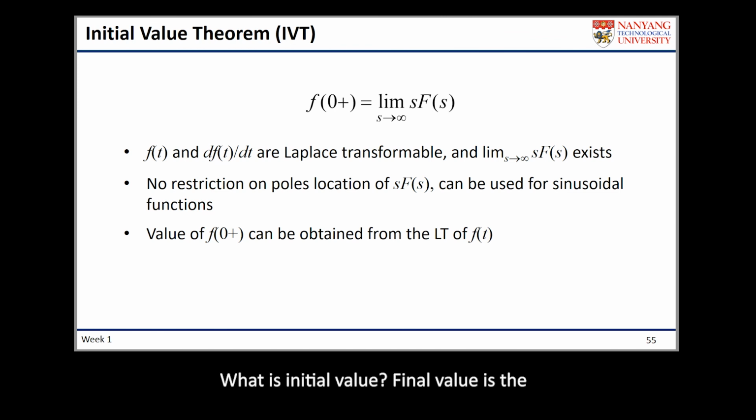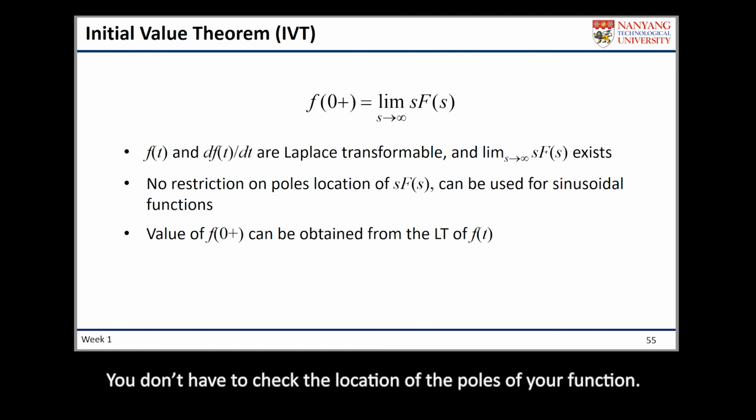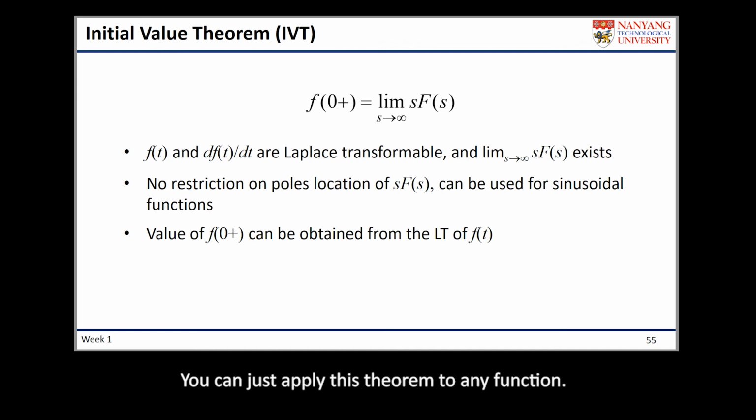What is the initial value? The final value is the value of a function when the time approaches infinity. The initial value is the value of the function when time is equal to 0. So that is different. And any function, no matter whether you have a positive pole or negative pole, should have an initial value. So the initial value theorem applies to any case. You don't have to check the location of the poles of your function. You can just apply this theorem to any function.